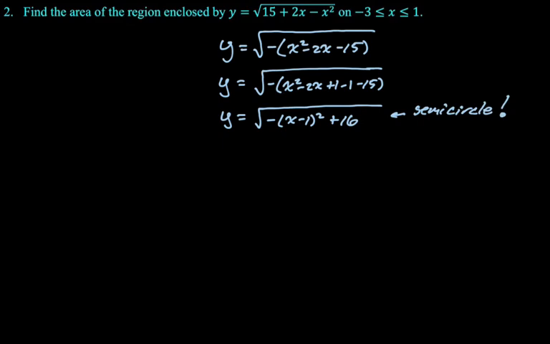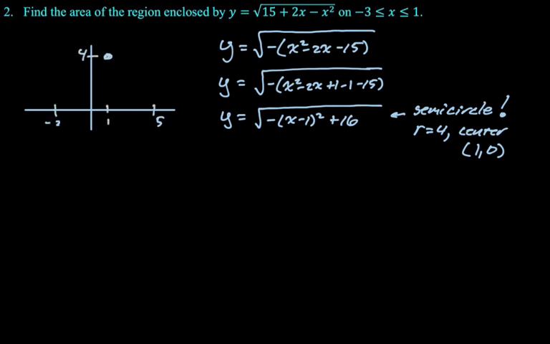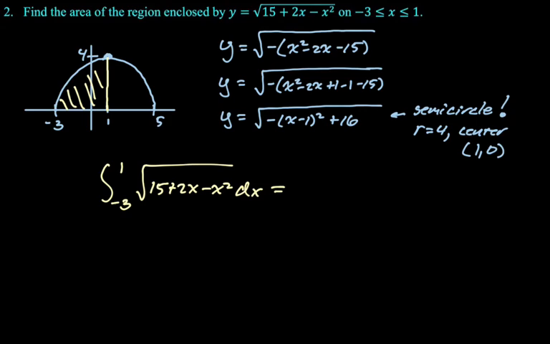This is definitely a semicircle. It has a radius of 4, and it has a center at 1, 0. And that's really important because otherwise I don't think we'd be able to do the problem. So let's draw it. So at 1, 0, and then the radius is 4, so you can go 4 in every direction from 1, 0. We're looking to do the integral from negative 3 to 1, which is just this quarter of the full circle. So our integral is 1/4 of a circle that has a radius of 4. So 1/4 of pi r squared, 16 pi. So the answer here is going to be 4 pi.